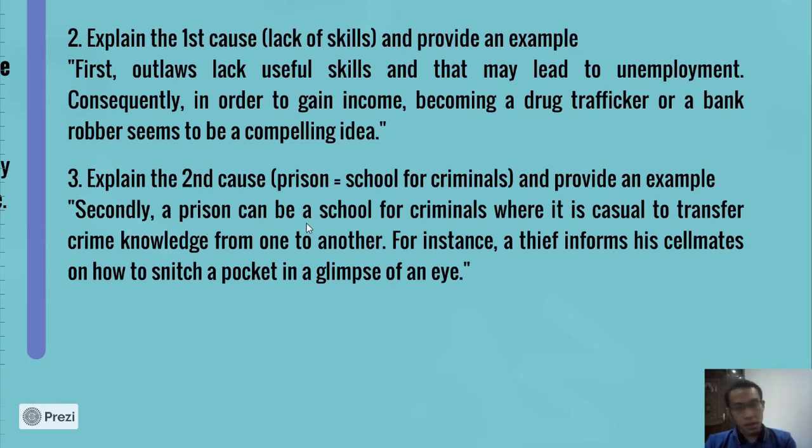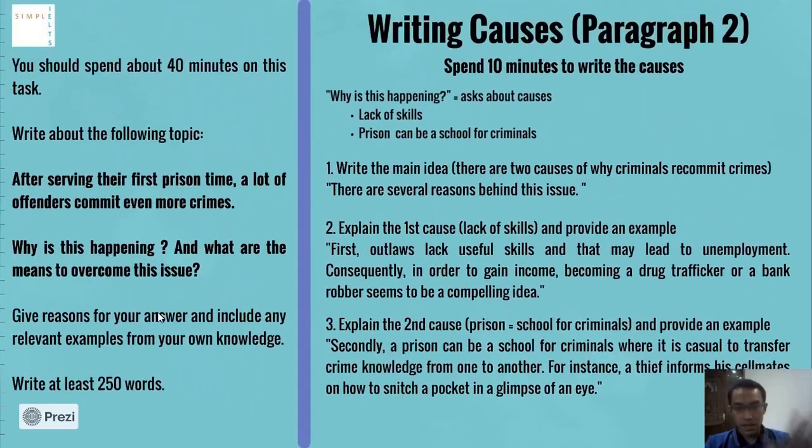Secondly, a prison can be a school for criminals where it is casual to transfer crime knowledge from one to another. For instance, a thief informs his cellmates on how to snitch a pocket in a glimpse of an eye. Okay, so that's a discussion or an explanation about how to write causes in the second paragraph.